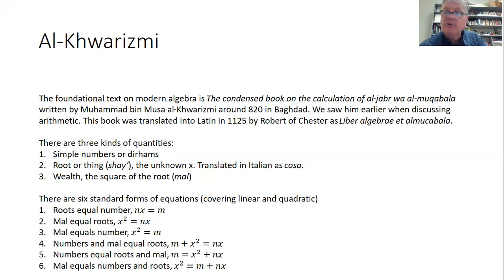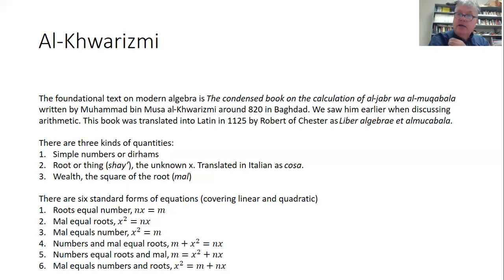Whereas for number 1, of course, the solution is just m divided by n. So m and n are positive numbers. They don't have to be integers. Okay, equation 3 is mal equals number, x squared equals m. And of course, the solution for that is just square root of m. Not plus or minus square root of m, square root of m.